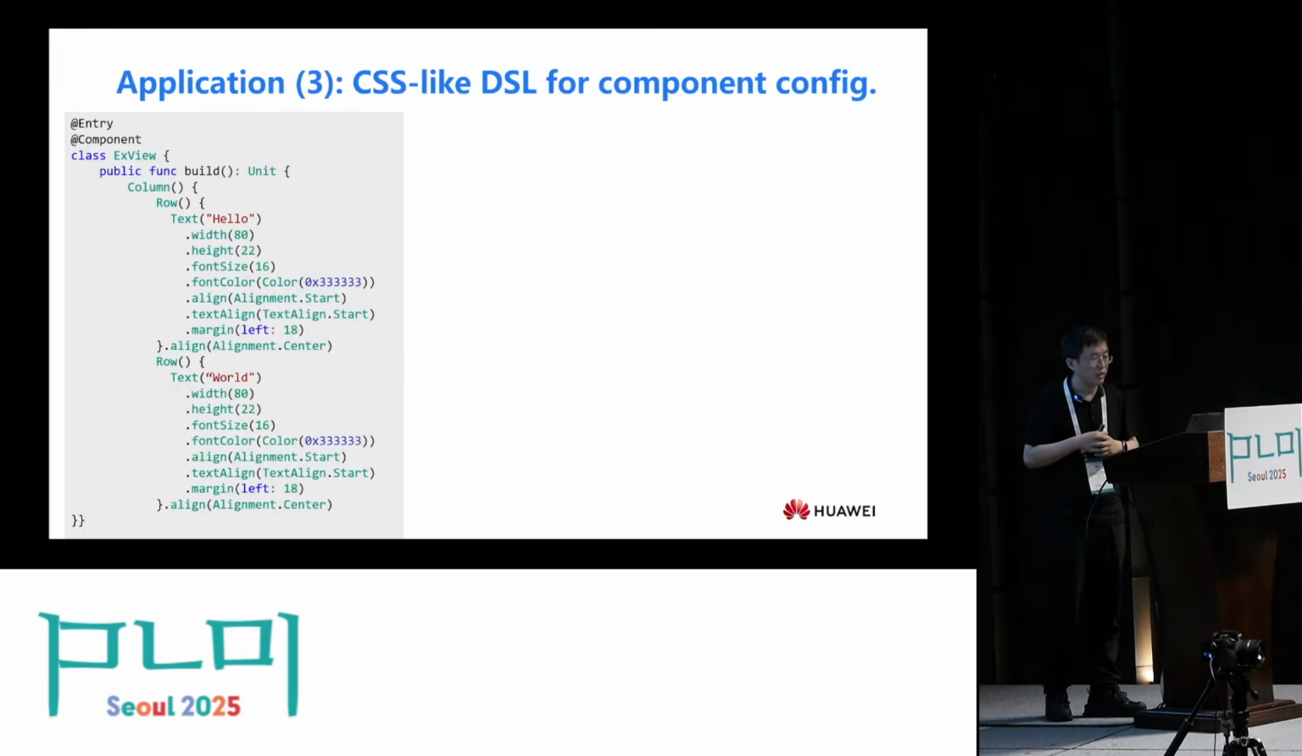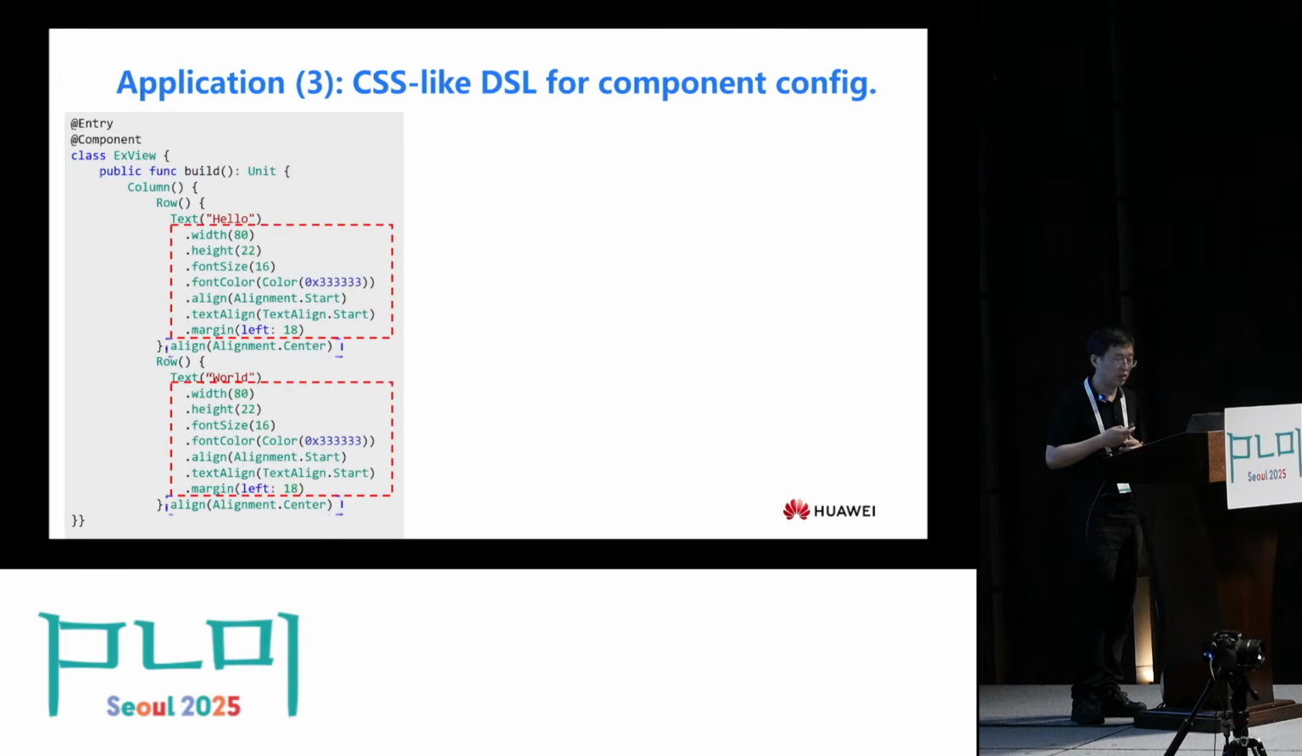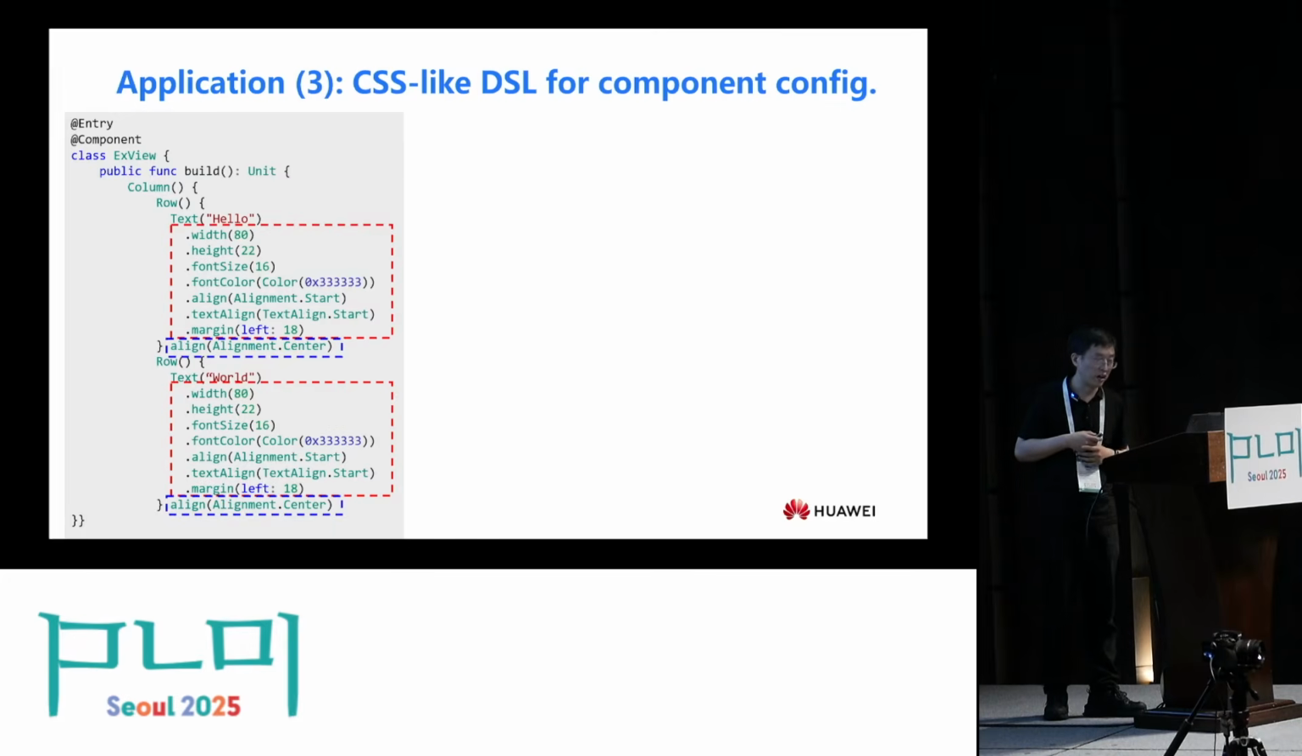And the next application is a domain-specific language, which is similar to CSS-style programming for component configuration. So here in the UI code, we can see that for the same kind of components, we usually have the same style configuration here. So it's a lot of redundant code.